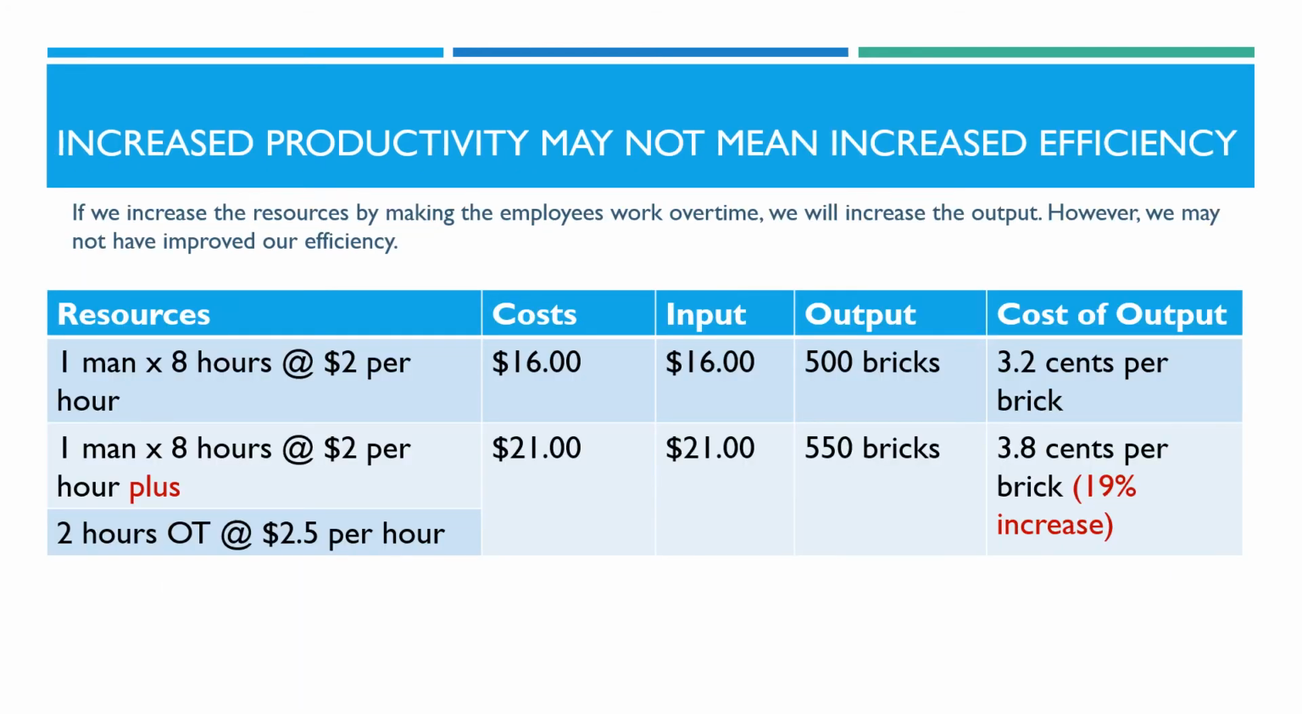If we increase the input of resources by making the employees work overtime, we would increase the output. However, we may not have improved our efficiency. By paying overtime at $2.50 per hour, we have increased the output, but also the cost per brick moved by 19%. This is clearly not an efficient use of resources.